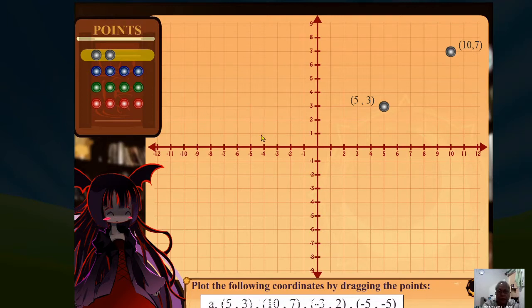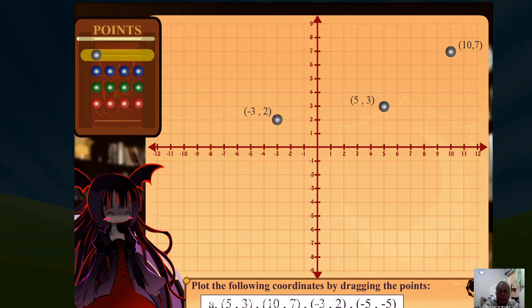Negative 3, 2. Do first the x-axis. Negative 3: 0, negative 1, negative 2, negative 3, and then 2. We have 1 and 2. Because that is positive, we go up. So we place this one here. 1, 2. Very good.